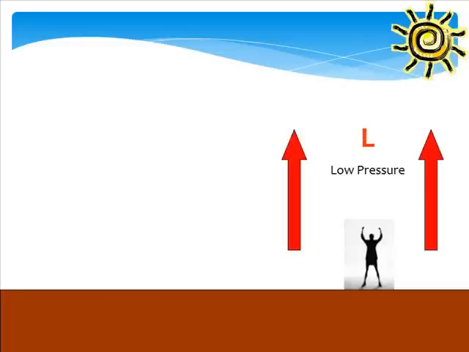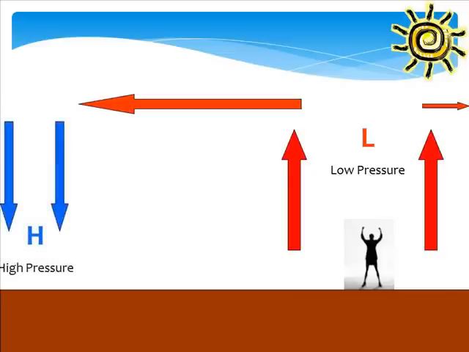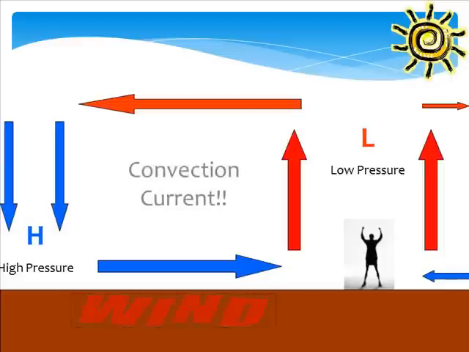Let's see this in action. A low pressure system is created over the man. The warm air around him begins to spread out. As it spreads out, it begins to cool. This creates a high pressure system. The air from the high pressure system fills in the gaps left by the low pressure system. This creates a convection current that we refer to as wind.